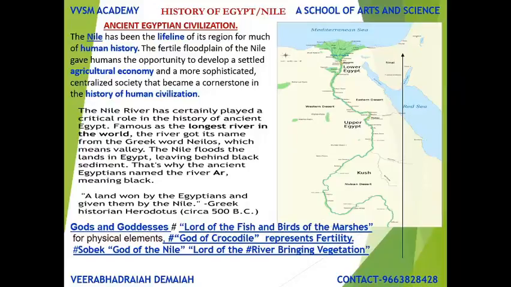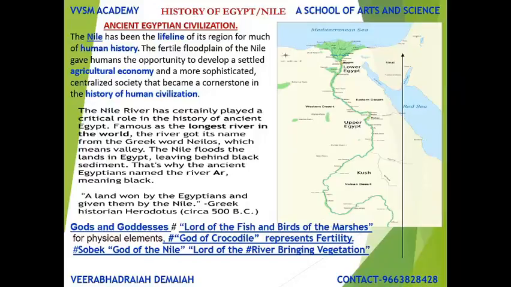The Nile River has certainly played a critical role in the history of ancient Egypt, famous as the longest river in the world. The river got its name from the Greek word Nilos, which means valley. The Nile floods the lands in Egypt, leaving behind black sediment. That's why the ancient Egyptians named the river Ar, meaning black. Egypt was the land owned by the Egyptians and given to them by the Nile, according to the Greek historian Herodotus.